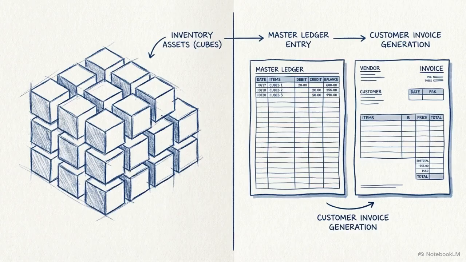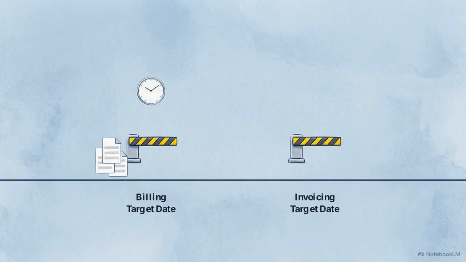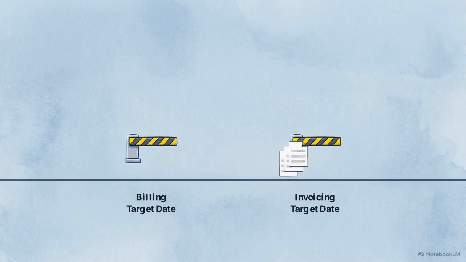This duality is essential. The billing date dictates internal data grouping, while the invoicing date dictates external customer presentation and financial execution. Maintaining two separate target date bottlenecks serves a critical architectural purpose beyond simply charging the customer.